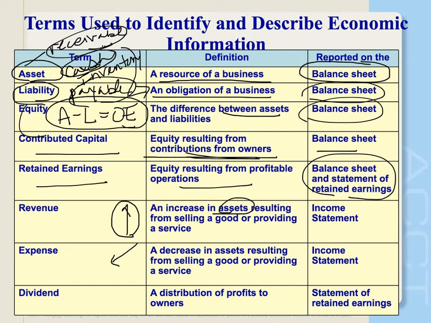If we look at that same comprehensive chart of accounts, you'll see a list of different kinds of revenue and a list of different kinds of expenses. Believe me, this is not all inclusive. This is just some examples. And then at the bottom here, you see dividends, which is a distribution of profits to the owners, and that will be reflected on the statement of retained earnings.